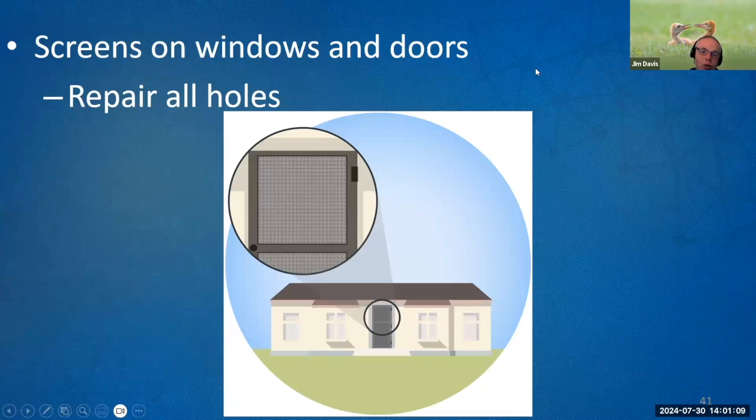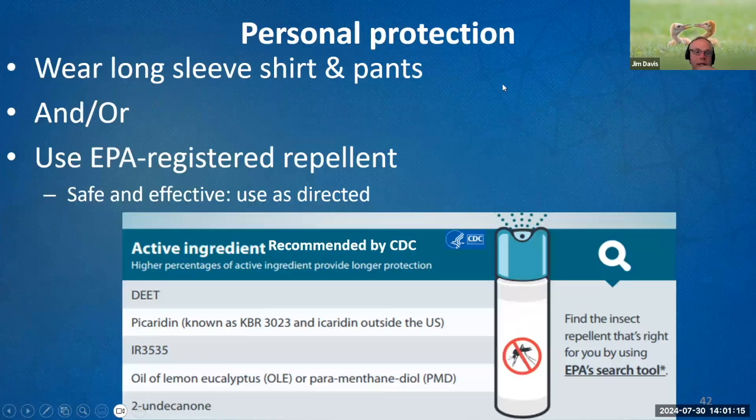Repair all your screens, windows, and doors. That's always a no-brainer. When going outside, wear long sleeve shirts and pants. If you go hiking, you better do that in Florida. Wear long sleeves and long pants, closed-toed shoes, and a hat.